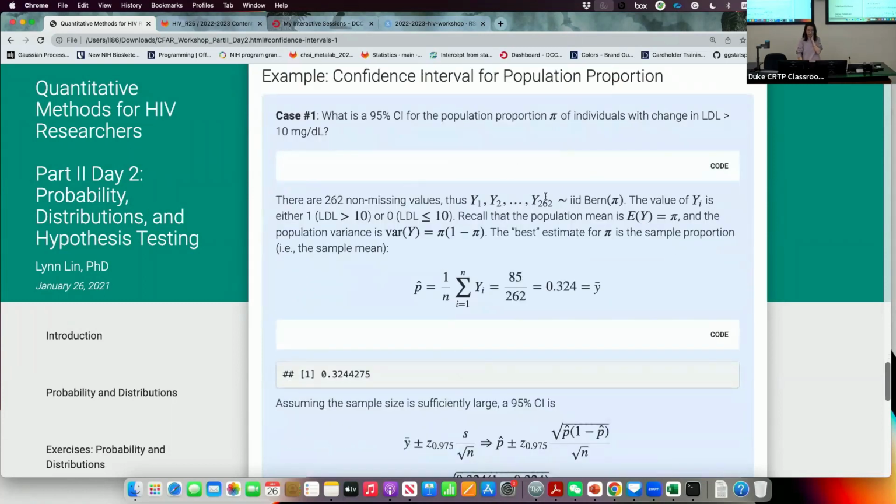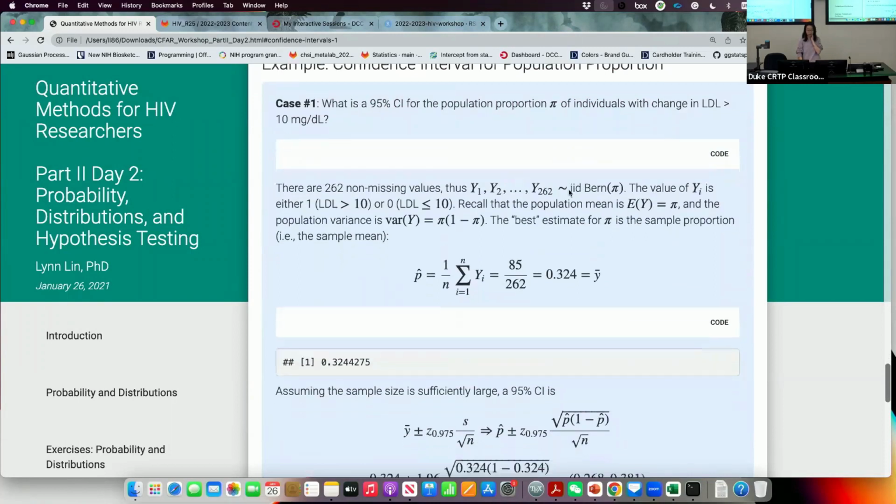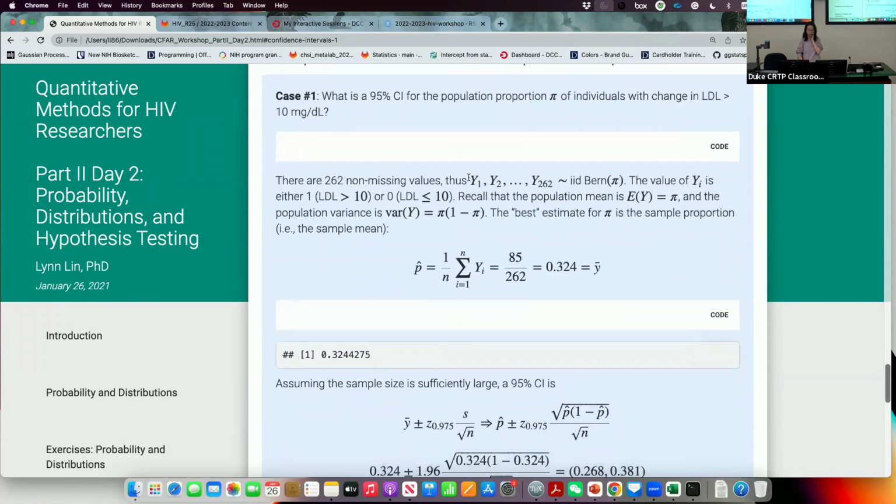So this is the same case study. In this example, my random variables y1 to y262 actually follow a Bernoulli distribution. It's binary because I have this inequality here to see whether the change in LDL satisfies this criteria. If it's yes, then it's 1. If it's no, then it's 0. So definitely it's not a normal distribution, even after any kind of transformation.